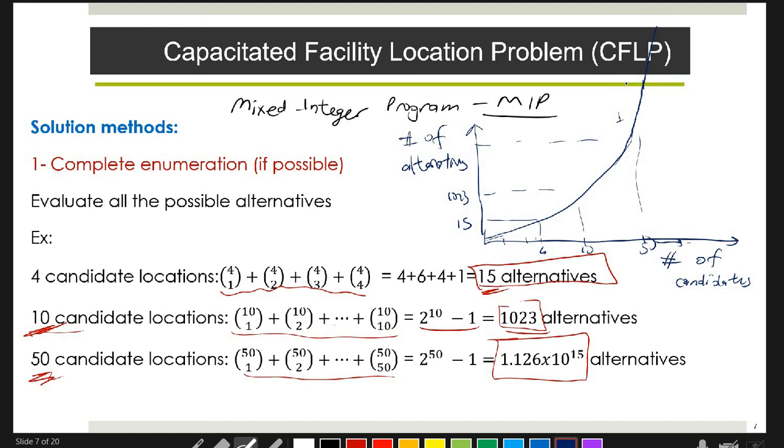So it means that this complete enumeration, you can use it only when the number of candidate locations is small. If it is high, it is not a solution alternative. Even with the fastest computers, it will take too much time. Okay, so let's stop here and we will continue discussing these solution methods, solution alternatives in our next lecture.